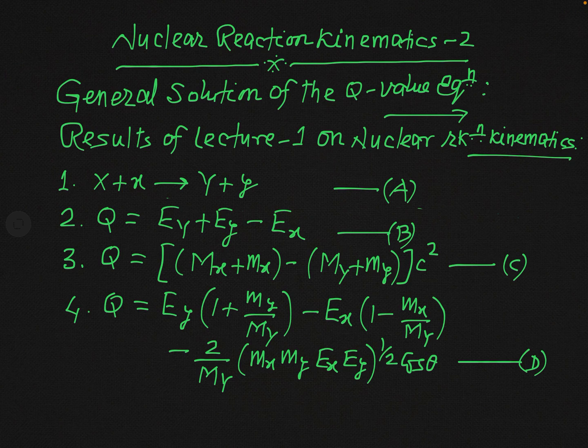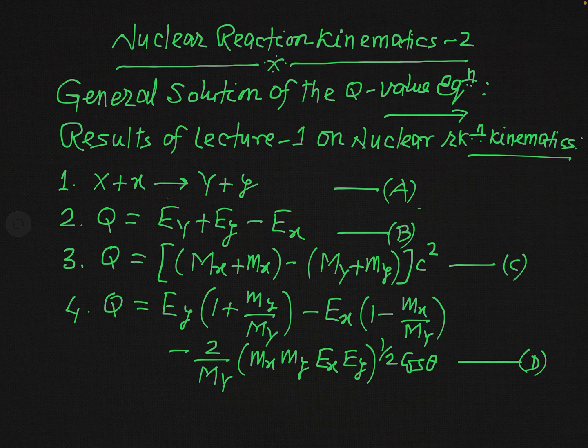Here E subscript capital Y denotes the kinetic energy of the recoil nucleus, E subscript small y denotes the kinetic energy of the emerged particle, and E subscript X denotes the kinetic energy of the incident particle. So E_Y plus E_y minus E_X defines the Q value of the nuclear reaction. When we considered the total energy, which includes the rest mass energy and the kinetic energy, we got another expression for Q value: Q equals M_X plus m_x minus M_Y plus m_y, times c squared.